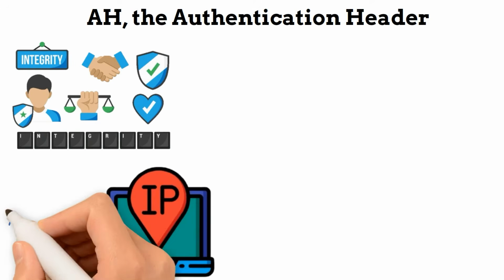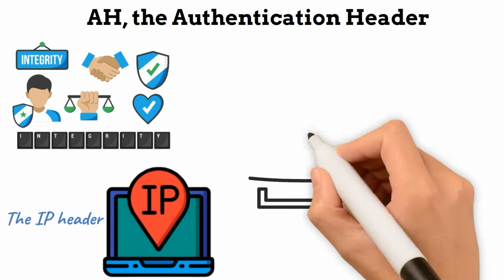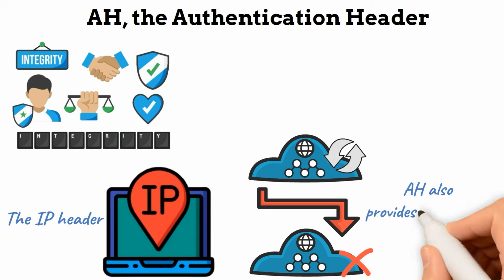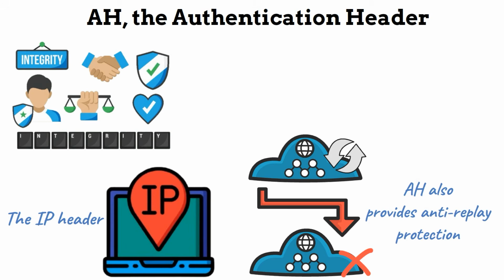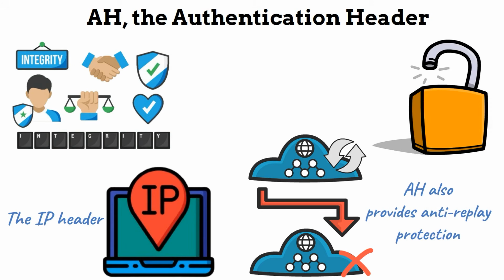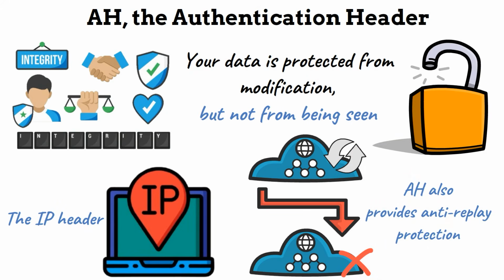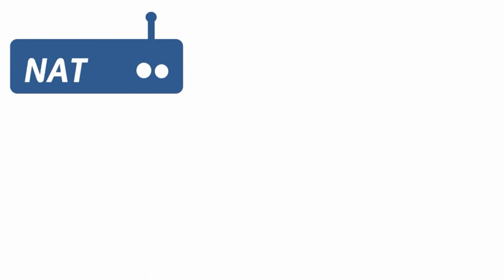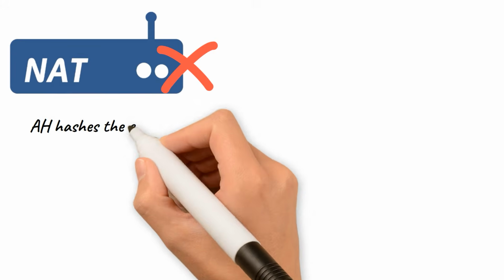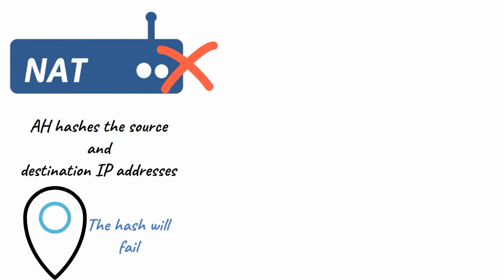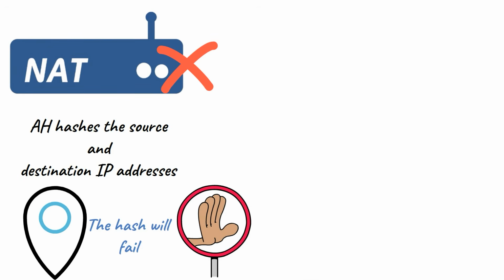IP packet, including the IP header. So if even one bit changes in transit, the hash won't match and the packet is dropped. AH also provides anti-replay protection. But AH has one major limitation. It provides no encryption, so your data is protected from modification but not from being seen. AH also doesn't work with NAT because it hashes the source and destination IP addresses, and a NAT device changing those addresses causes the hash to fail, making AH unusable in most modern networks.